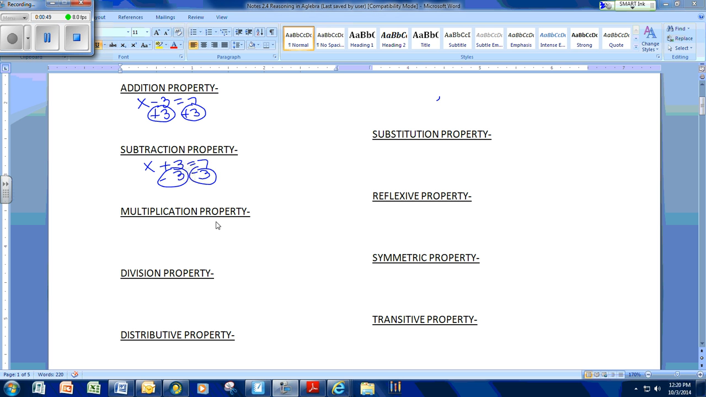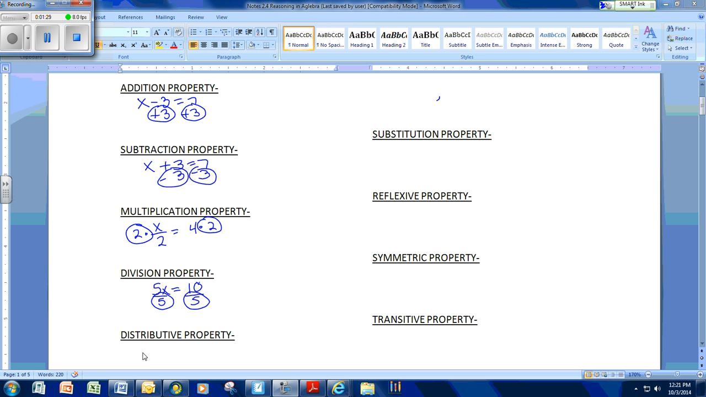Next, we have the multiplication property. If you want to multiply both sides by, in this case, 2, that process of multiplying both sides of the equation is called the multiplication property. Next, we have the division property. If we had, let's say, 5x equals 10, and we're going to solve that, we would divide both sides by 5. That act of dividing both sides by a number is called the division property.